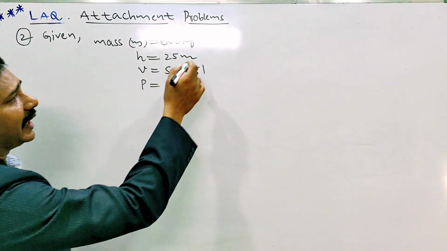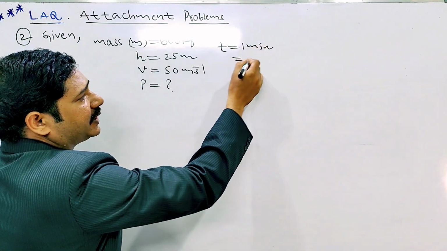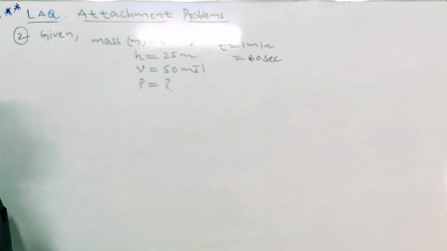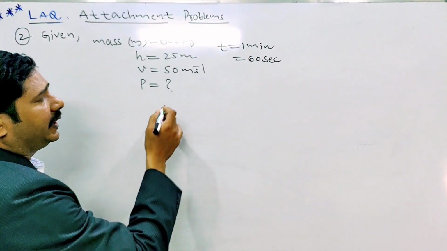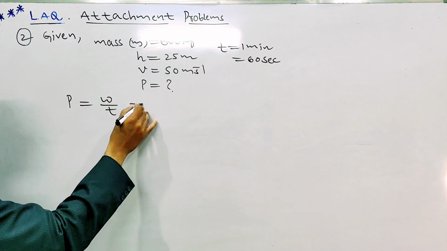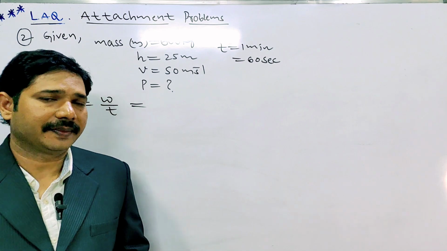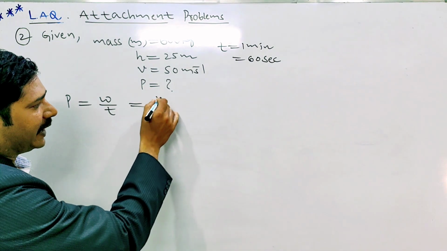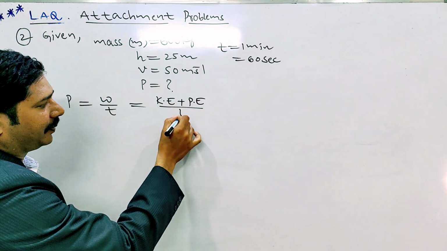Per minute they are saying, so here time also we have to take how much? 1 minute means 60 seconds, and with what speed? 50 meters per second. So find the power of the pump. Here the power P equal to what? Work by time. Here both, some height also there, from some depth they are lifting and moving also. Both we have to take, kinetic energy plus potential energy, by T.